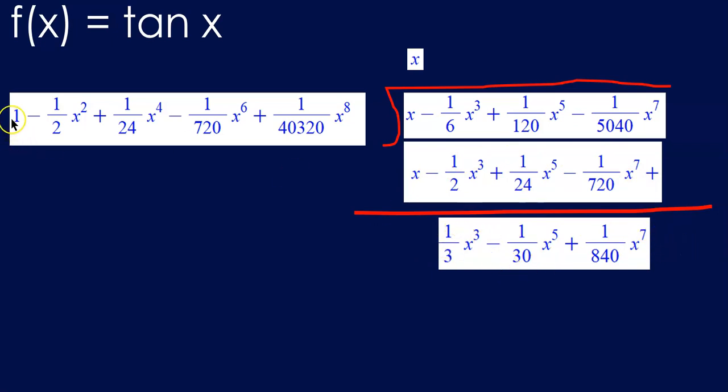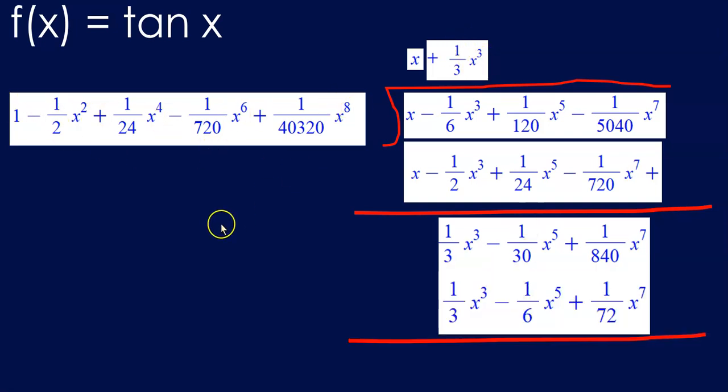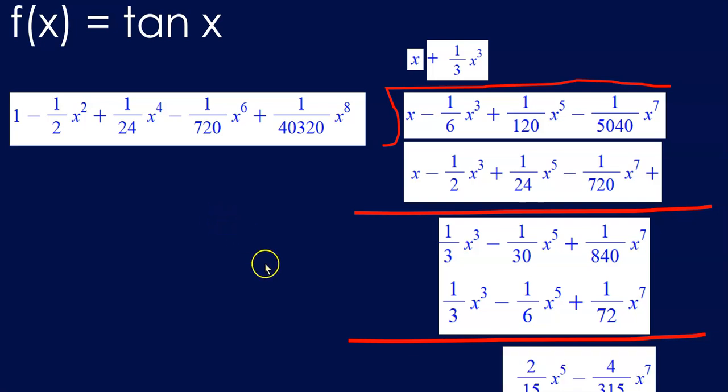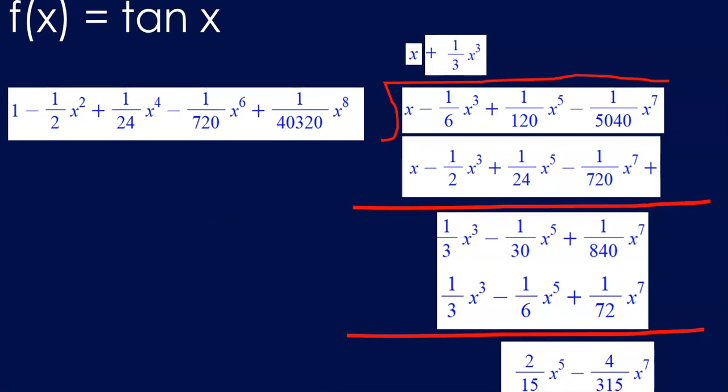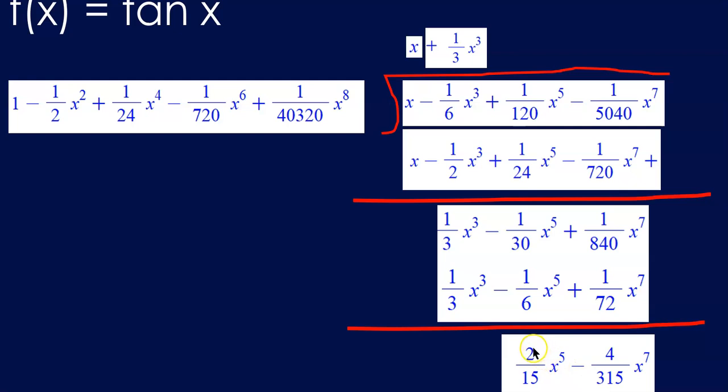So now I have the next one. 1 goes into 1/3 x cubed, 1/3 x cubed times. Multiply that through with the divisor. Subtract. And you have a remainder so far of 2/5 x to the 5th minus 4 over 315 x to the 7th plus a whole bunch of other terms over here. And we can keep going and we will get this. This is a pain and we're not going to do it.